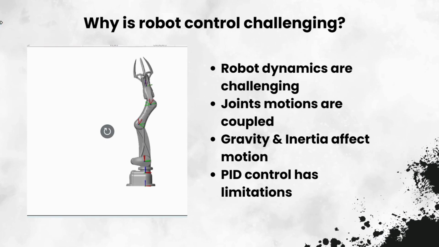Now, you must be wondering why robot control is challenging. At first glance, controlling a robot might look simple. You give a command and the robot moves. But in reality, robotic manipulators are highly nonlinear systems. The motion of one joint affects the others. Gravity continuously acts on the links and inertial effects change as the robot moves. Because of these factors, achieving smooth and accurate motion control is a challenging task, especially when using simple control techniques.